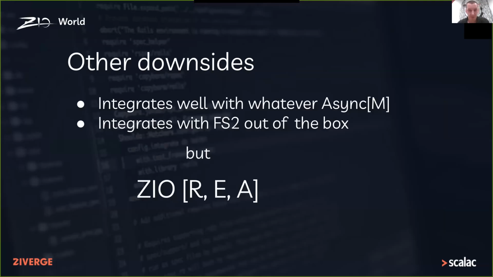Among other downsides is that Doobie integrates well with the type level ecosystem, but as we saw in Itamar's presentation about streams, FS2 integration is not really good with ZIO. And additionally, in ZIO, we want our environment and typed errors.